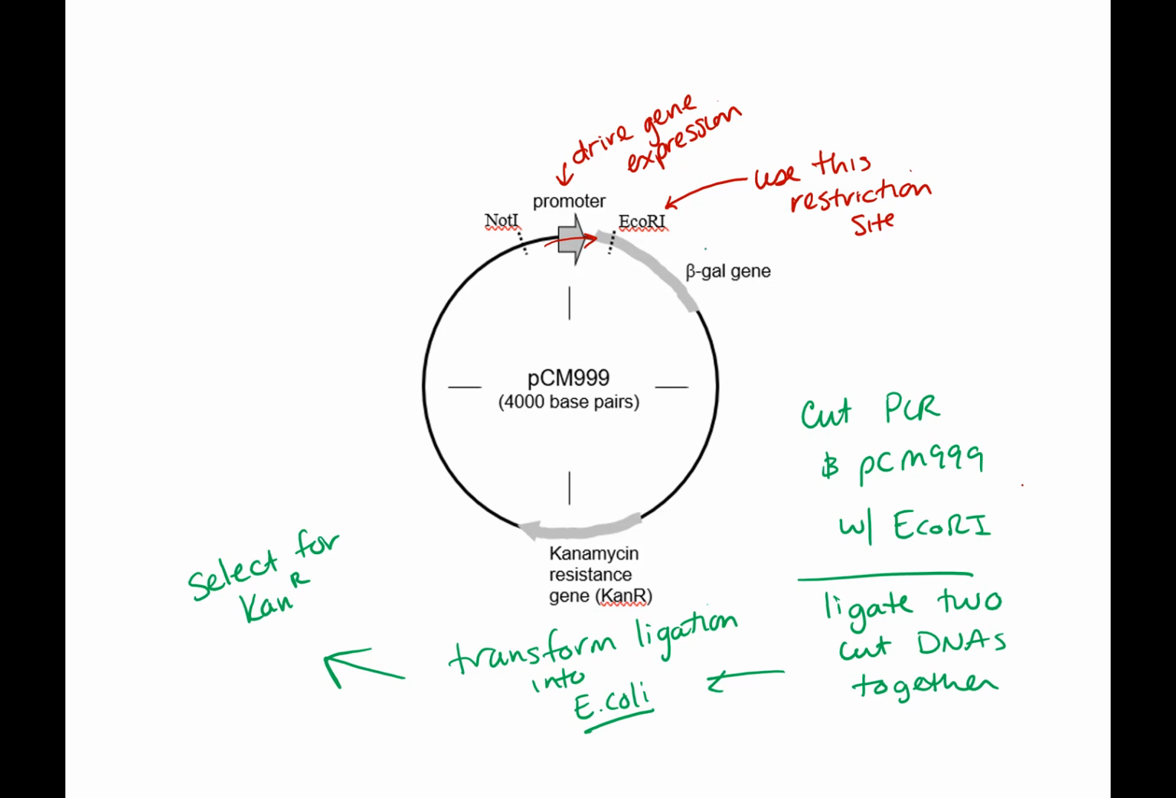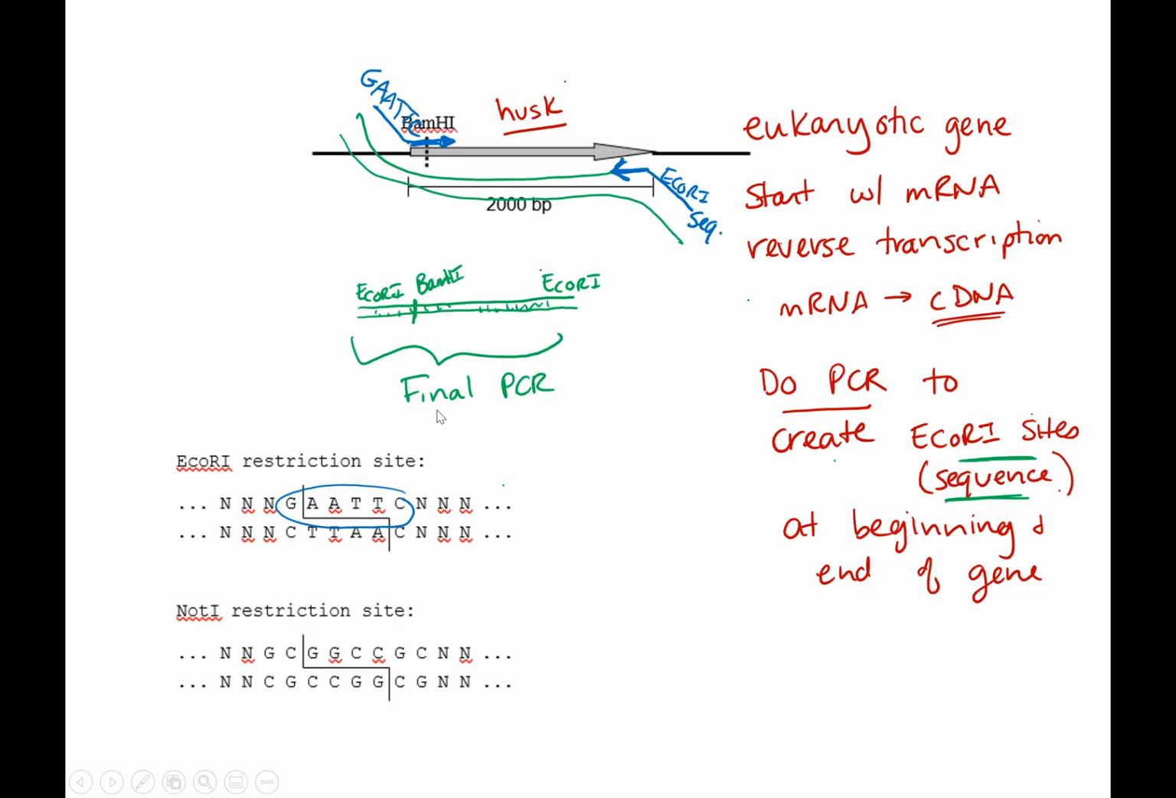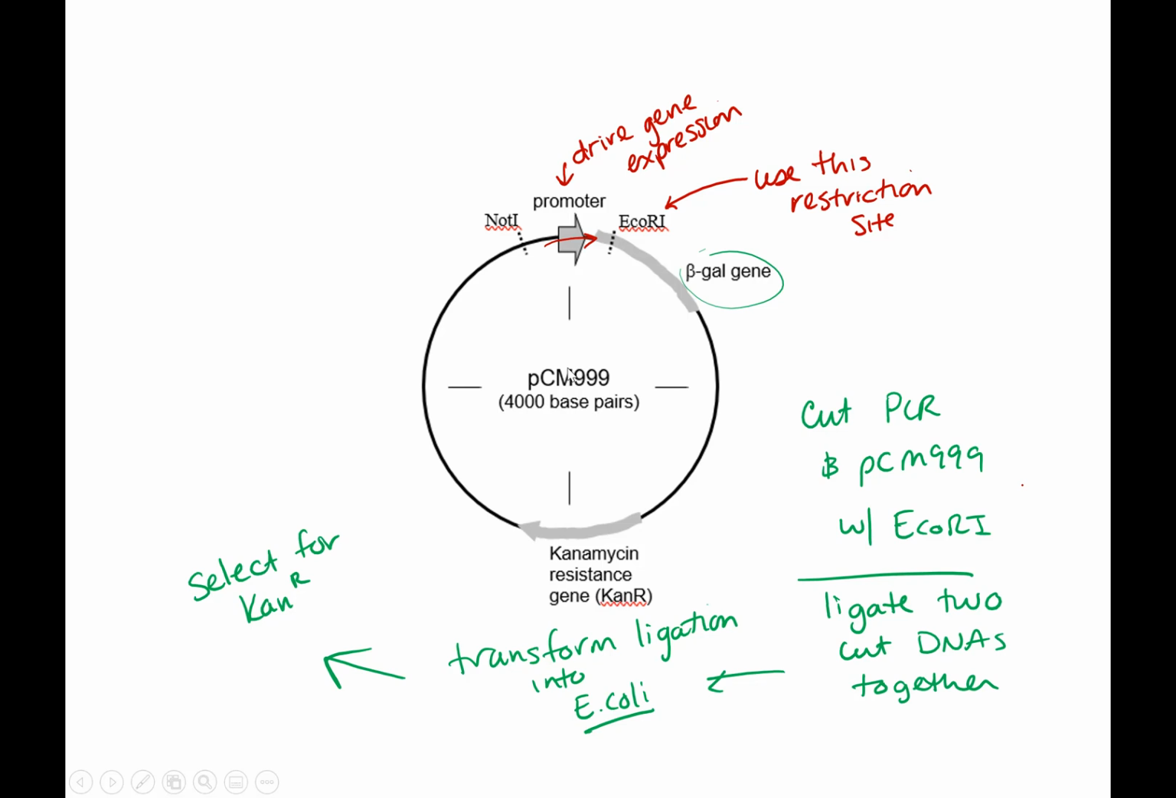Okay, so now let's talk about this beta-gal gene. That's your basic cloning strategy. And we kind of answered some of the other questions. It said it's a eukaryote, so it has introns, so that's why we start with mRNA to amplify only the exons. We talked about how to add restriction sites on there.